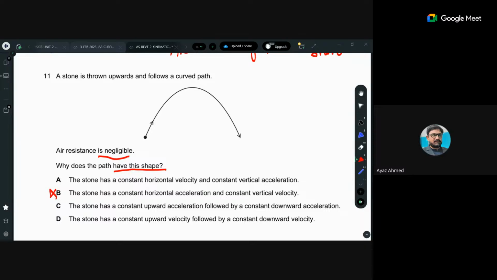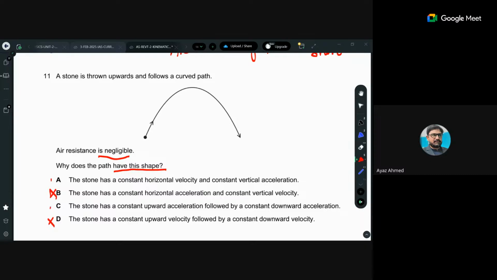Upward is the deceleration of the stone, actually. It has a deceleration while moving upward, and then while moving downward it is the acceleration. So the stone has a constant upward velocity followed by a constant downward velocity. No, this is an incorrect option. Okay, these two options can be considered.